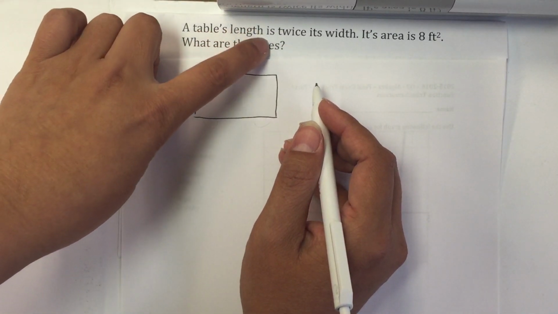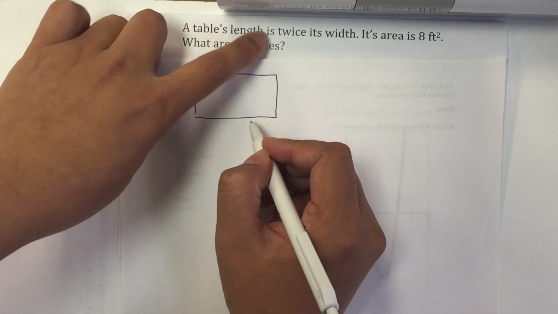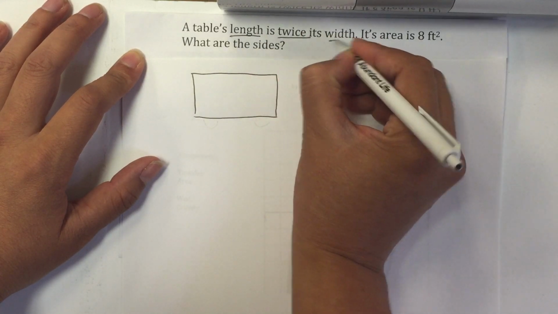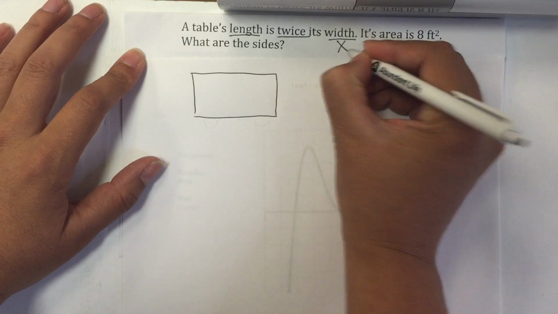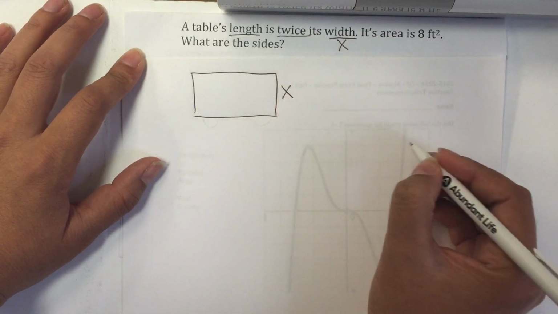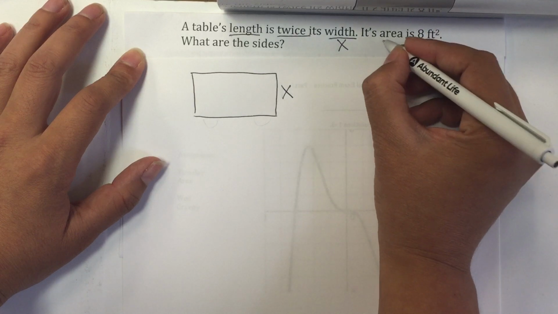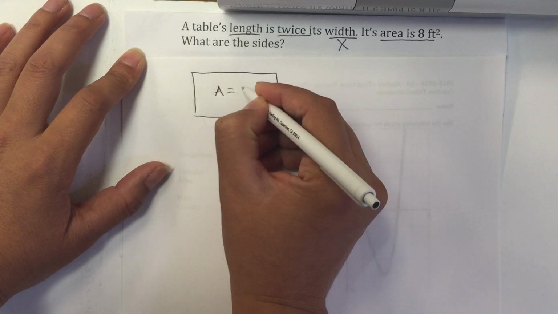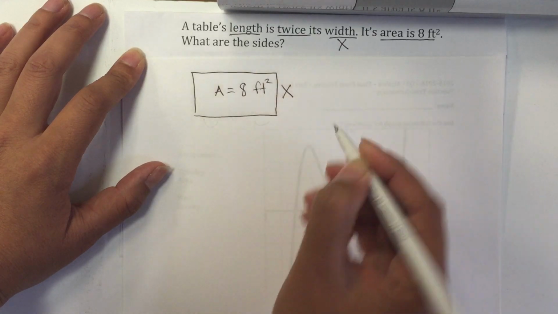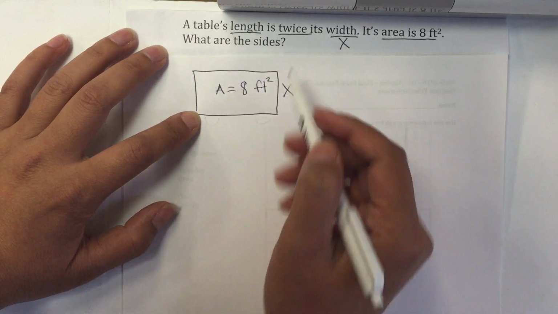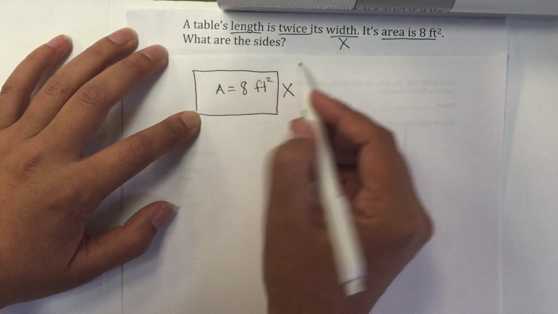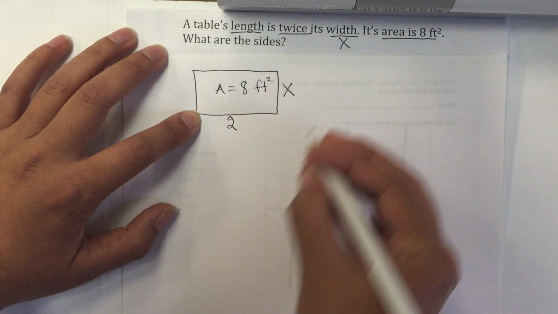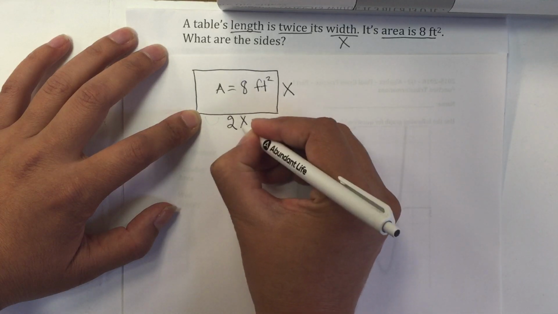So a table's length is twice its width. So we know that the length is twice the width. What is this comparing with? The width. So the width is going to be my x. Okay, the area is 8 square feet. And how does the length compare again? It's twice the width. Twice means double or 2 times. So we're going to have the width times 2.